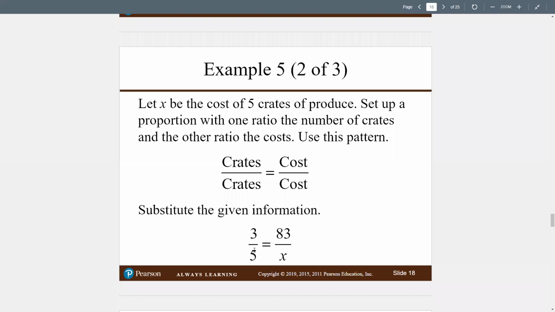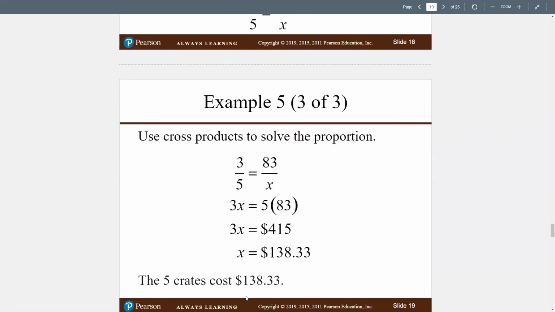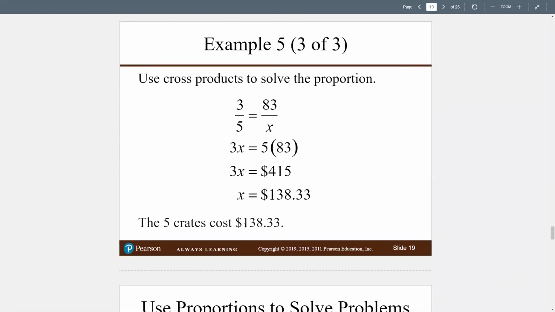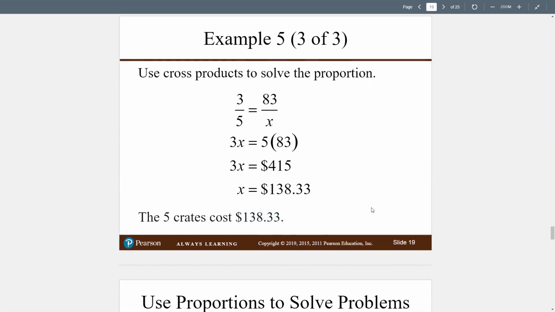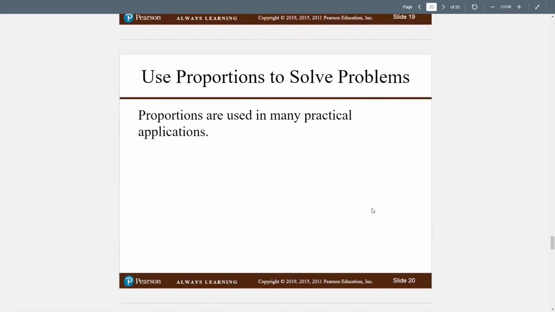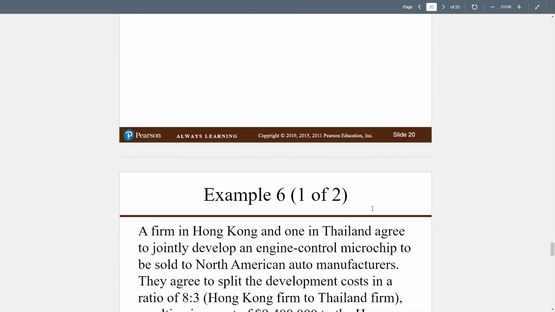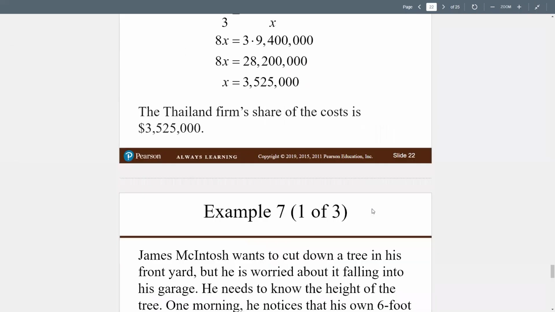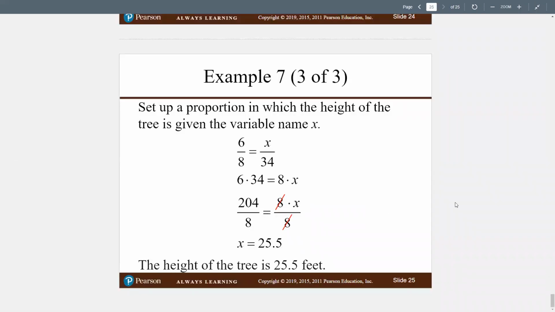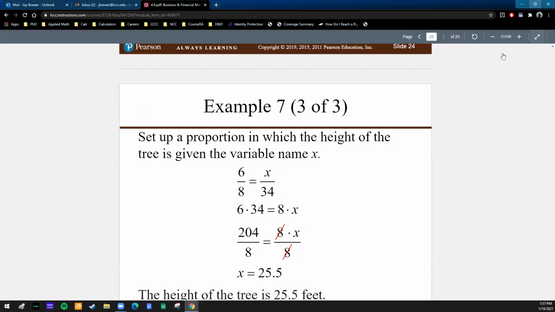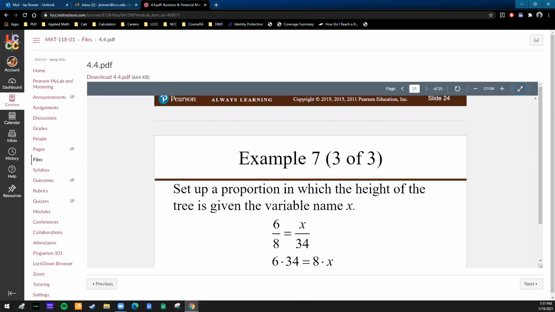Okay, good. All right, and then we cross multiply and you find that 5 crates cost $138.33. We're allowed to have that. Why? Because you know that there are dollars and cents. Okay. I say that's pretty much solid information. If you guys feel like you need more information than that, then I would suggest going through the rest of those PowerPoints.